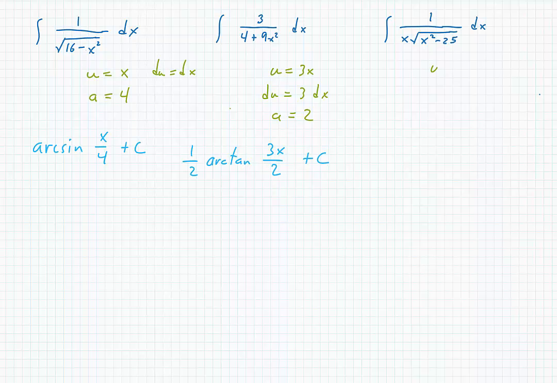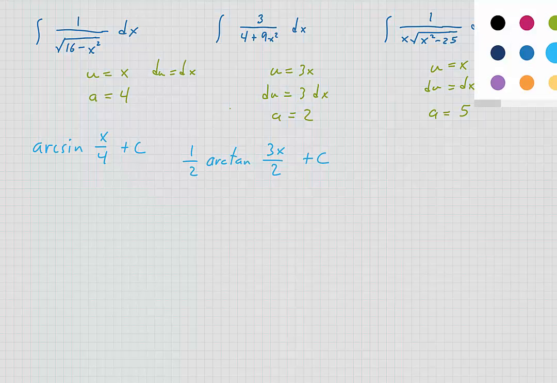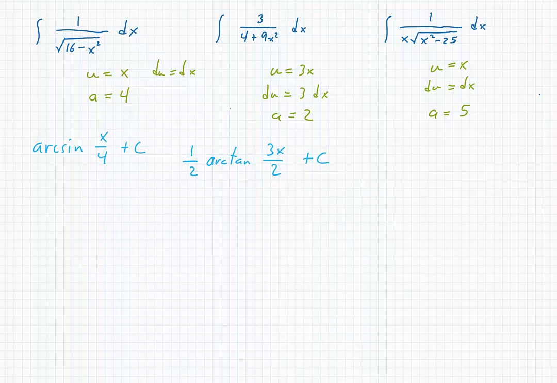So in this case, u is going to be x, since x squared is x squared. That makes du dx. And a is going to be 5, since 5 squared is 25. And that says that we will integrate back to 1/5 times the arcsecant of the absolute value of x divided by 5 plus c. And there's our form. Don't forget that the arcsecant form here does have an absolute value that shows up in it.